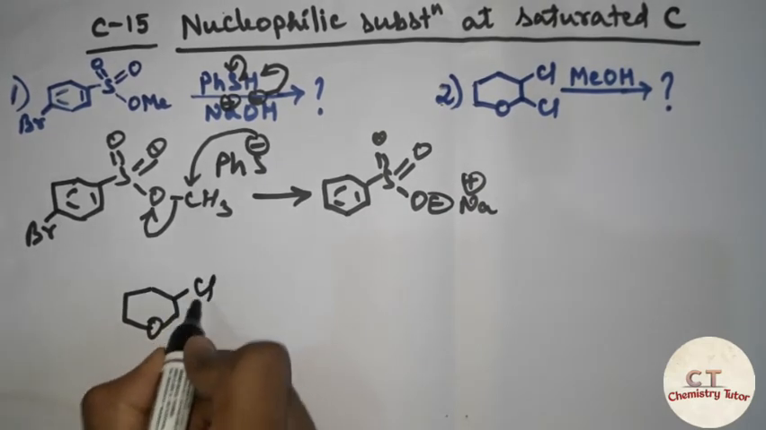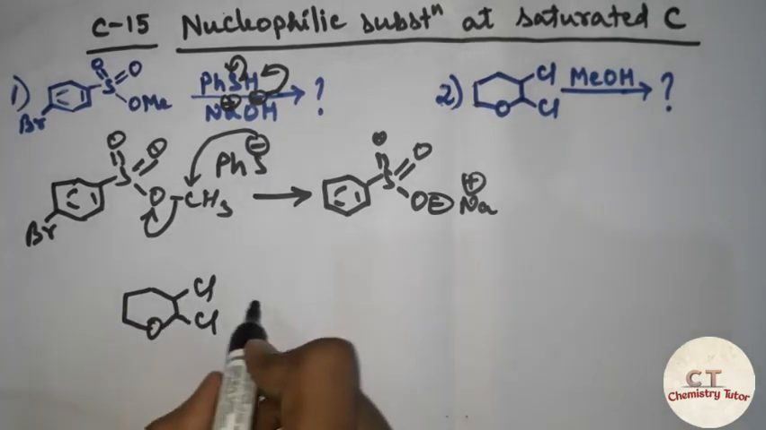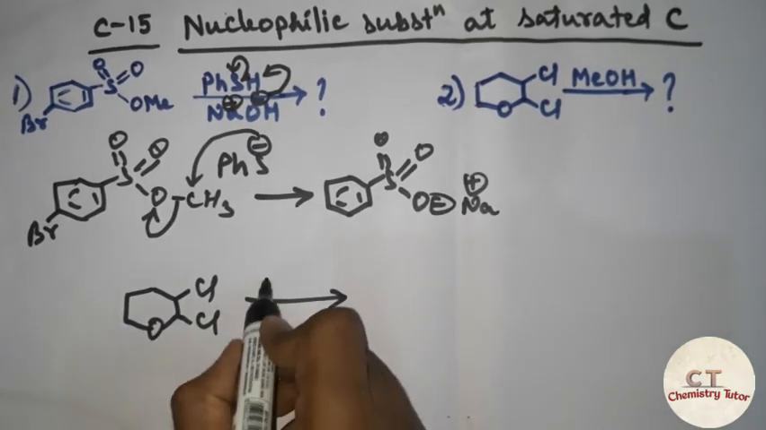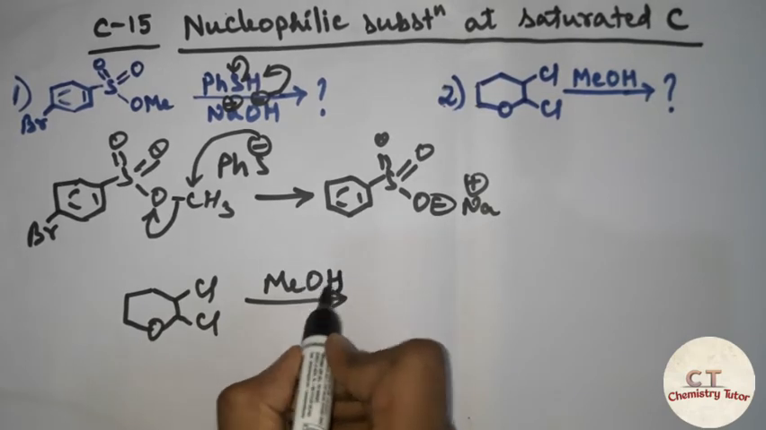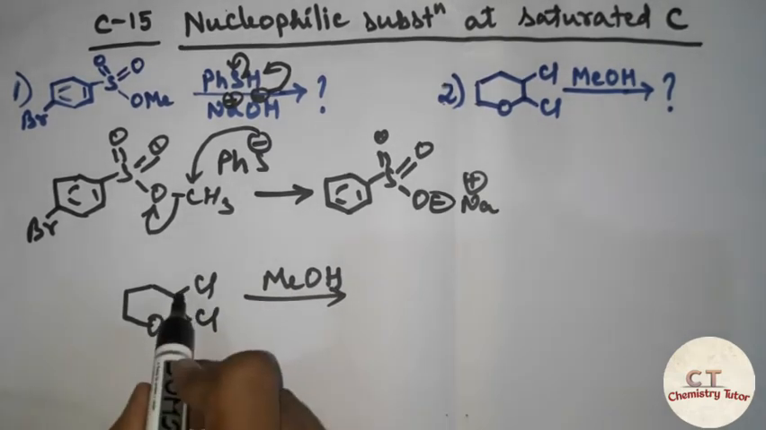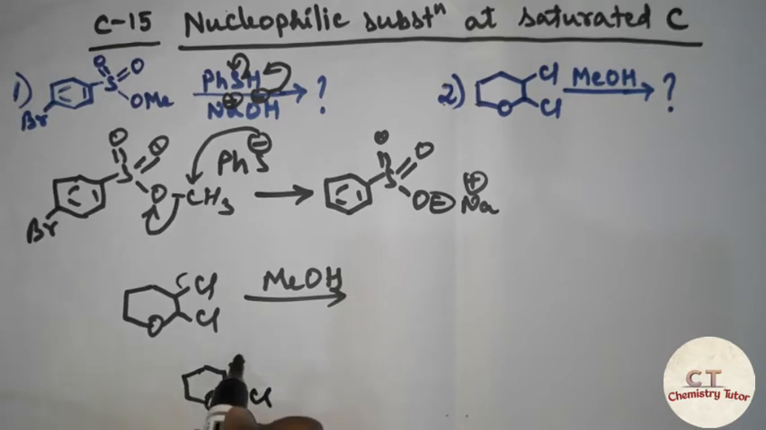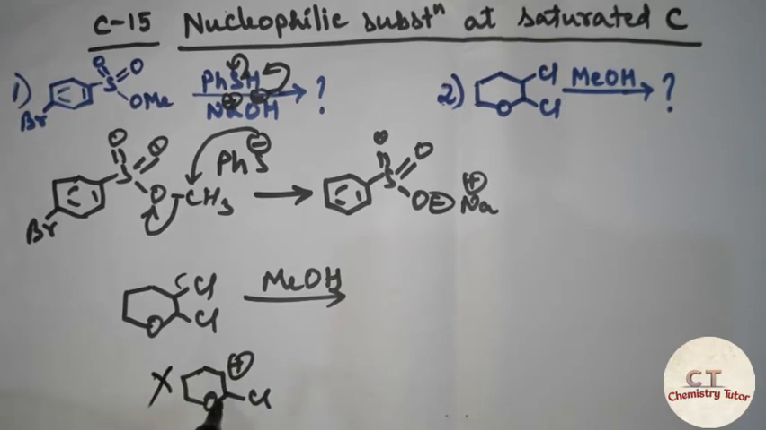So there are two good leaving groups here, two chlorine atoms. Now the question is, which chlorine is going to leave from here? If I remove this chlorine atom, then we are going to get a COCl positive charge, and this positive charge cannot be stabilized, so this chlorine is not going to leave. So this cannot happen.